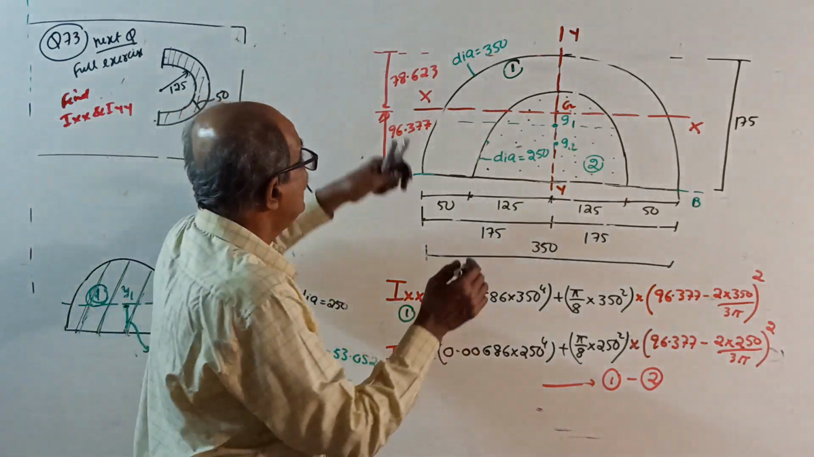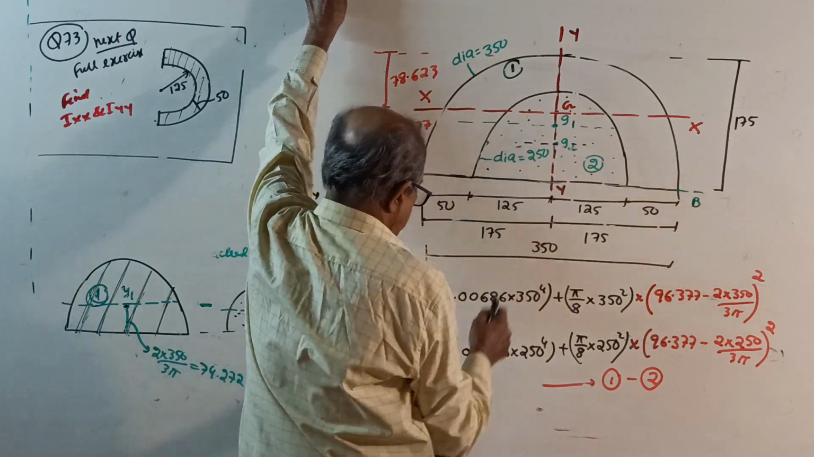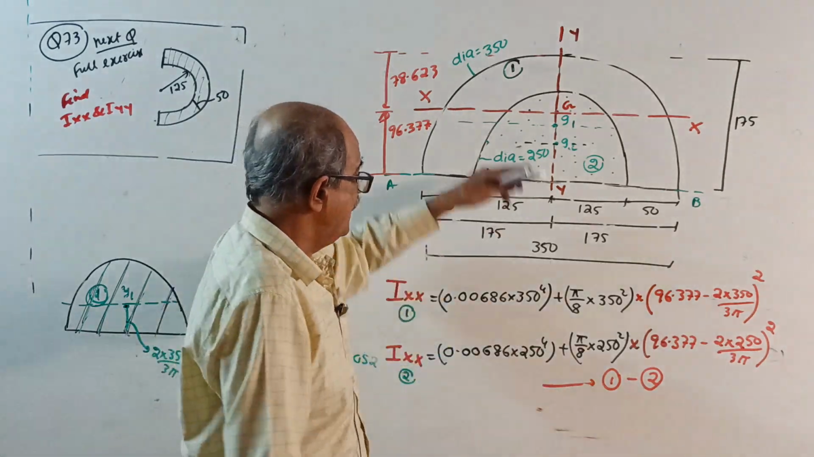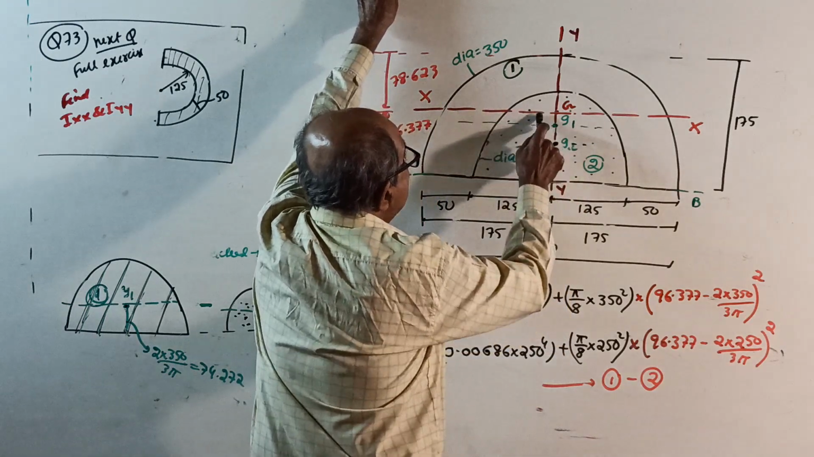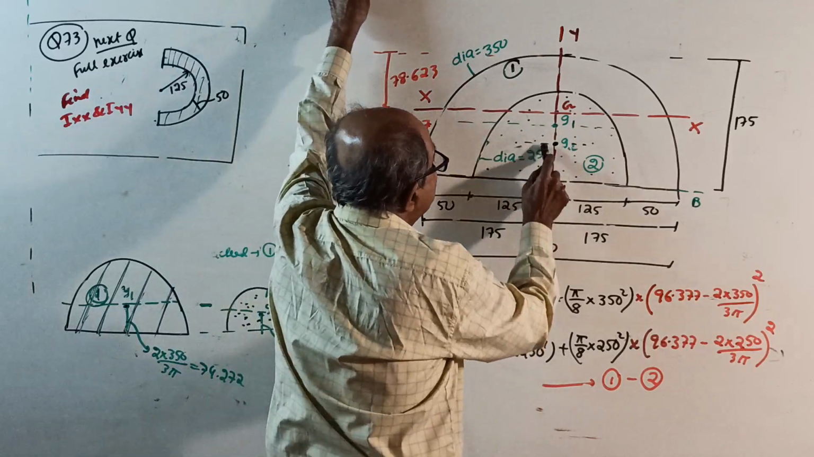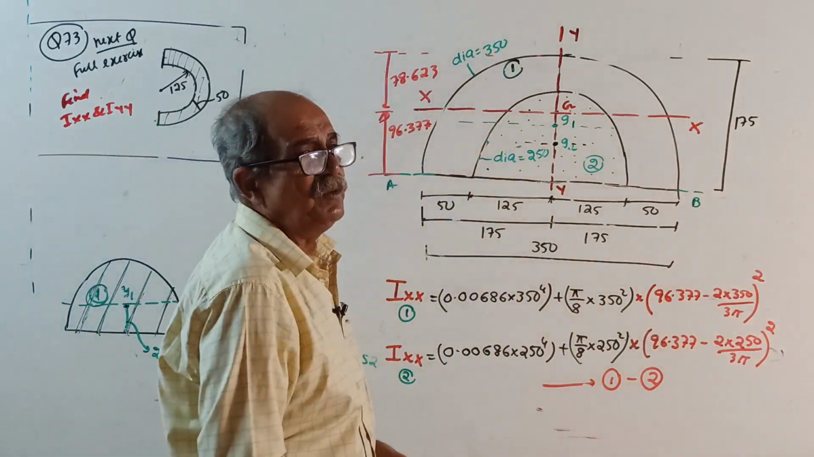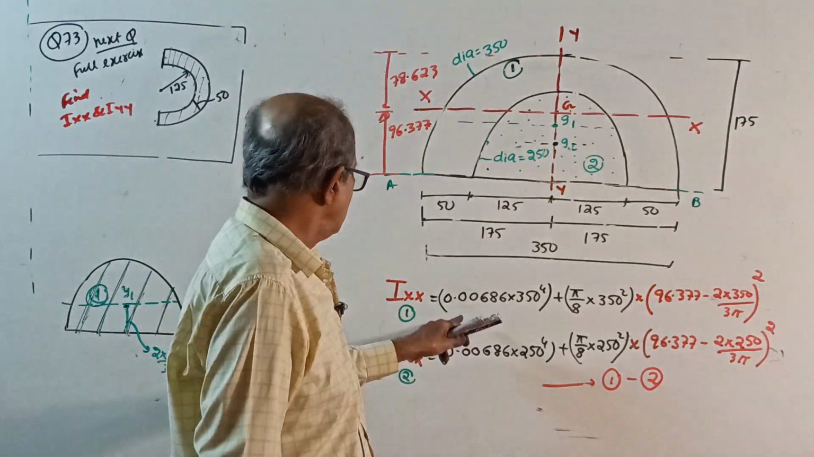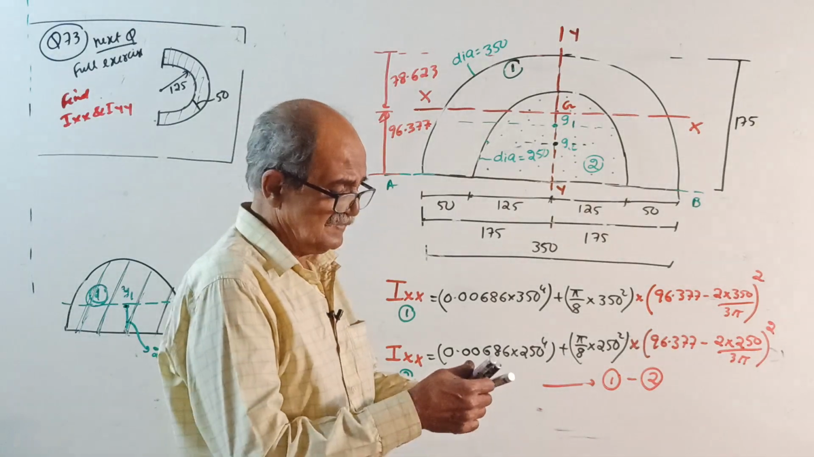Okay, same way, come for 2, about its own centroidal axis. 0.00686, 250 power 4 plus area into G2 to xx. See, this distance square is 96.377 minus this distance, which is 2d by 3 pi, diameter is 250 by 3 pi, whole square. Calculate both, then Ixx final equals Ixx power 1 minus Ixx power 2.